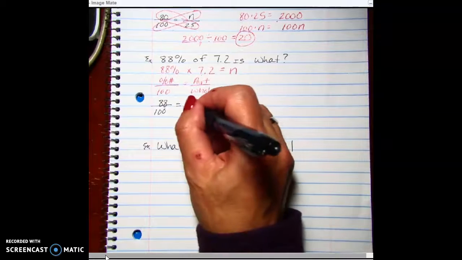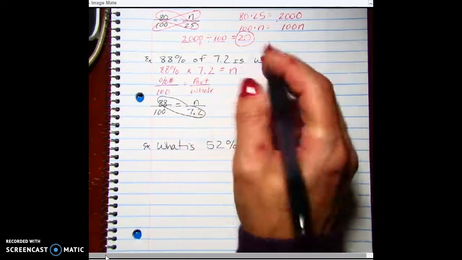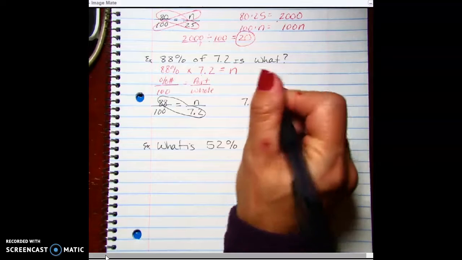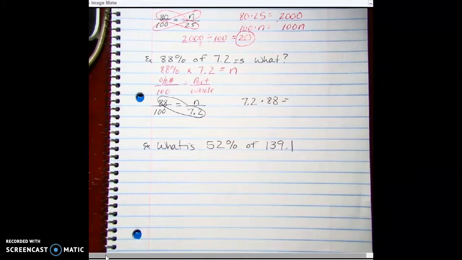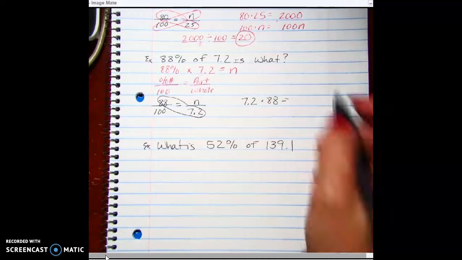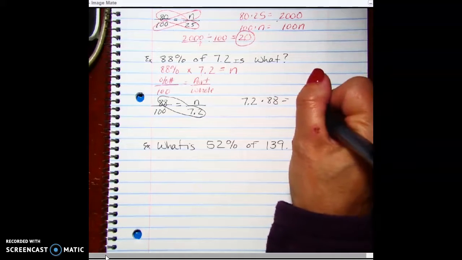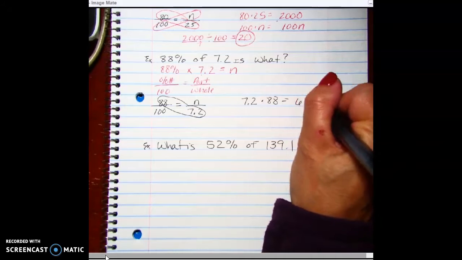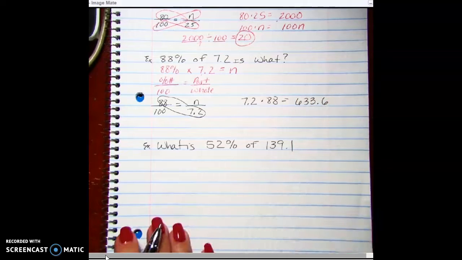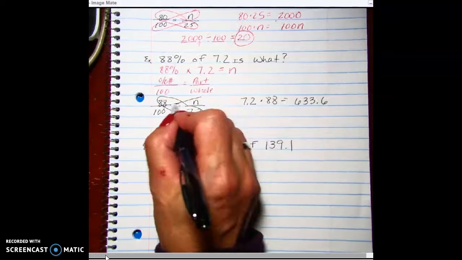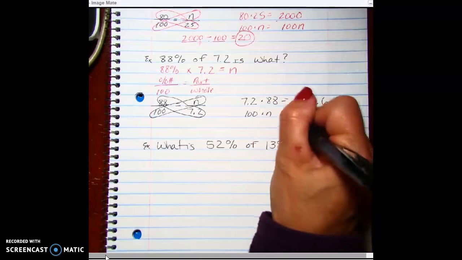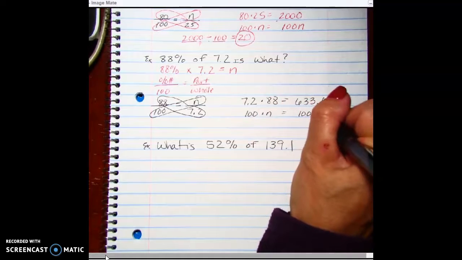Okay, so now I'm going to cross multiply. 7 2/10 times 88 equals. Honestly, this is where you should take out your calculator and work it out. I'm going to just tell you that we end up with 633 6/10. So that was the one cross multiply. Here's the other. 100 times n equals 100n.